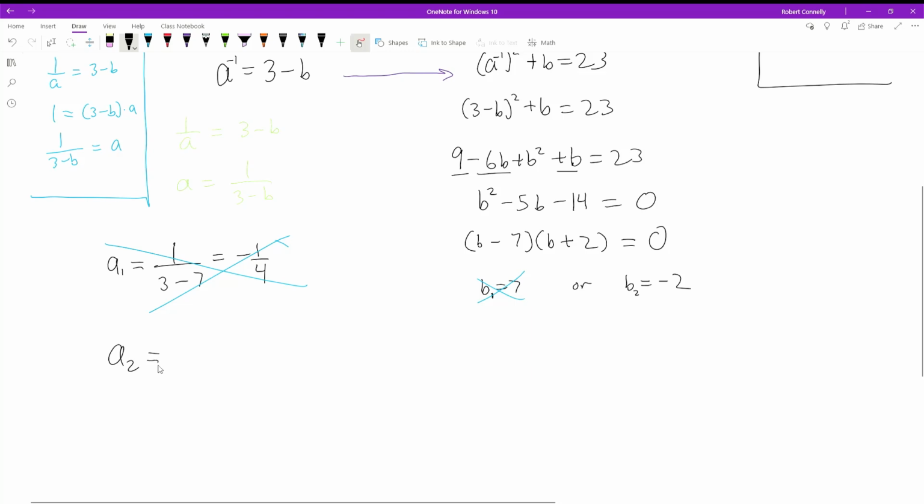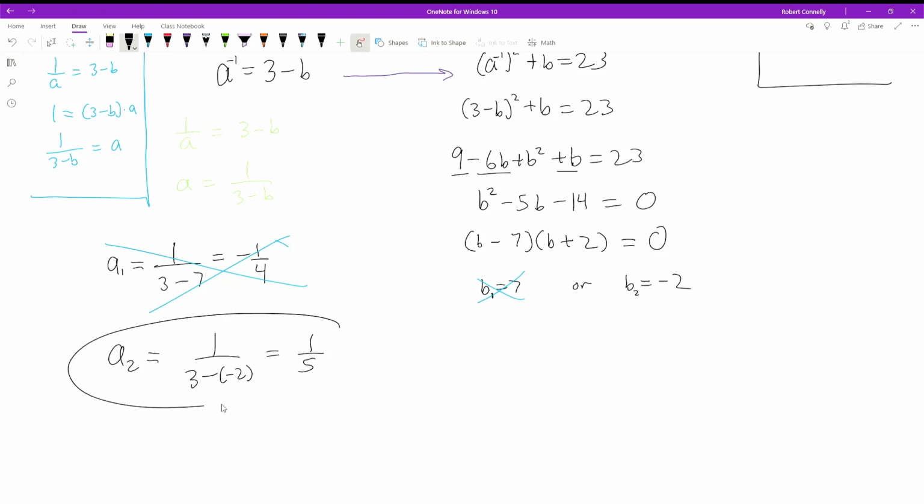So check a2. I plug in my b2 into my formula for a. I get 1 over 3 minus negative 2. That's 1 over 3 plus 2. That's 1/5. Okay, that works. So now my equation is f of x equals 1/5 to the x power minus 2.